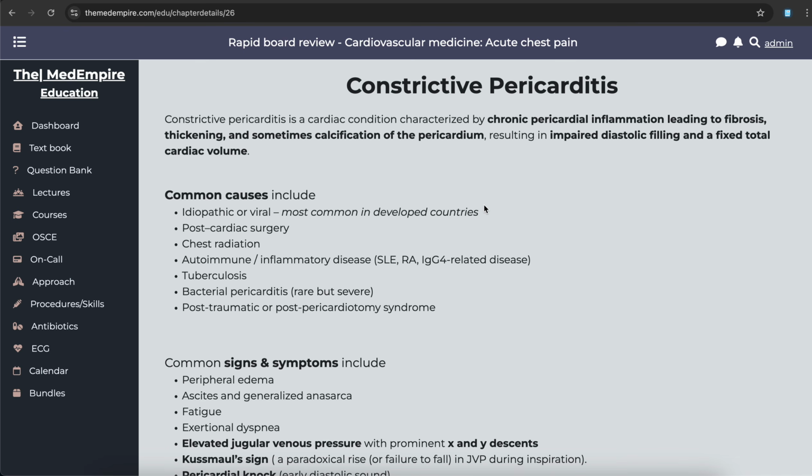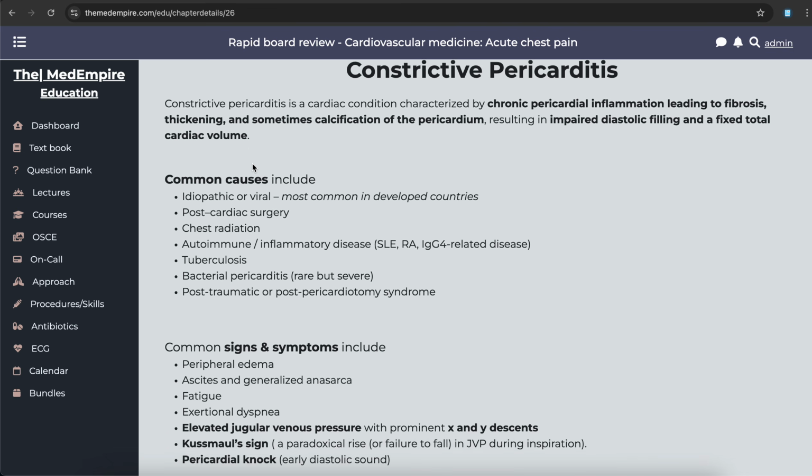About acute pericarditis, which is inflammation of the membrane surrounding the heart, and that's called pericardium. Chronic inflammation of the pericardium will lead to fibrosis, thickening, calcification, and that's called constrictive pericarditis. That will result in impaired diastolic filling, meaning the heart's inability to relax or fill, and fixed total cardiac volume.